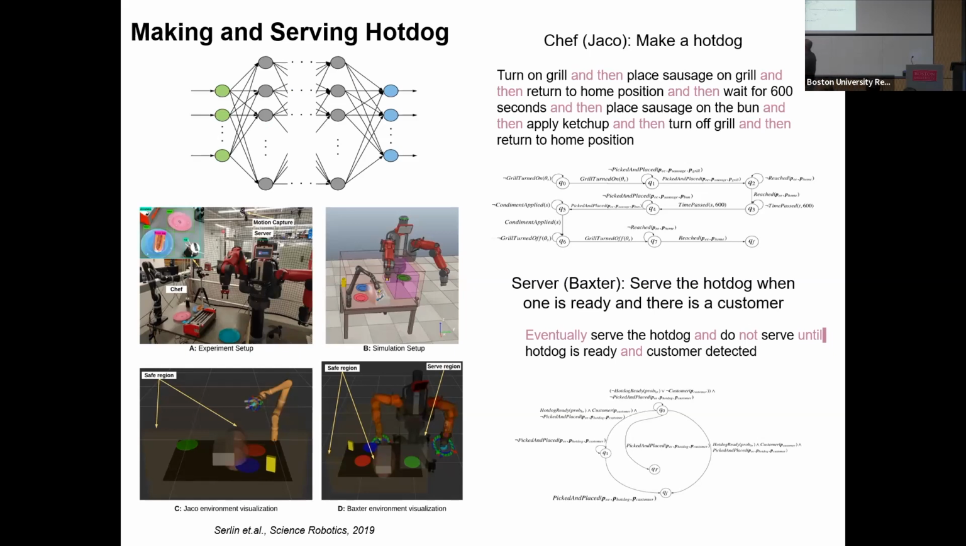Here's another example. We made hot dogs in the lab. Those are two robots. There is a chef, which is a Jaco robot, and a server, which is a Baxter. This is a machine learning project in which the robots learn how to do this by themselves, but we give them guidance. And the guidance, again, uses tools from formal methods. Formal methods have what I call temporal logics, in which we can almost talk to a robot in almost natural language.